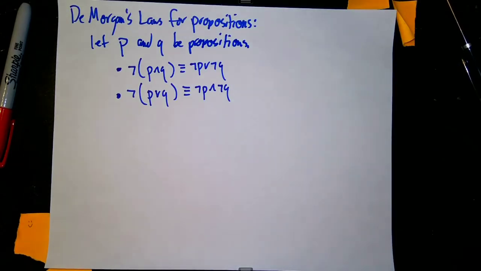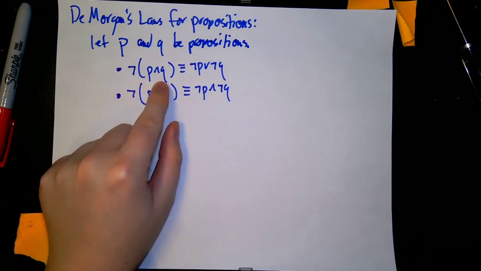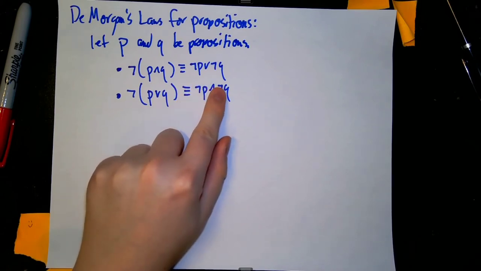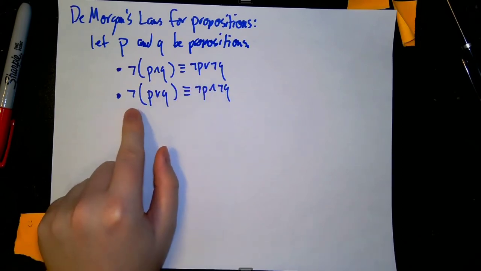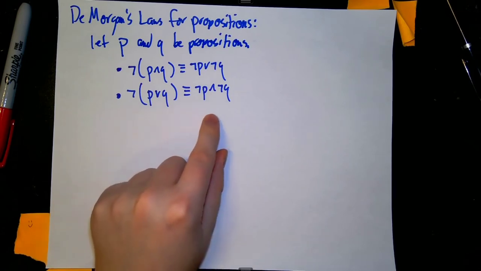So now I want to introduce a couple more equivalencies. And if you are a computer engineer, certainly this name will be familiar to you. So these are De Morgan's laws for propositions. We're going to let P and Q be propositions. They say that the negation of P and Q is equivalent to not P or not Q. And the negation of P or Q is equivalent to not P and not Q.